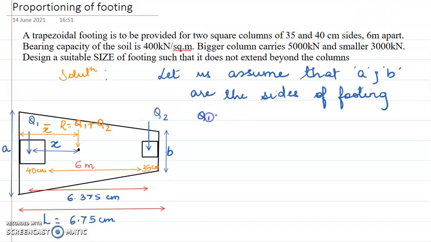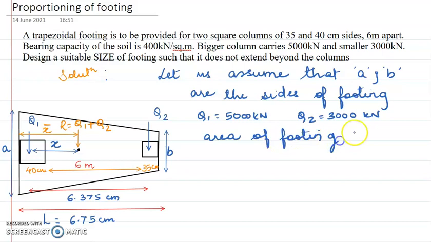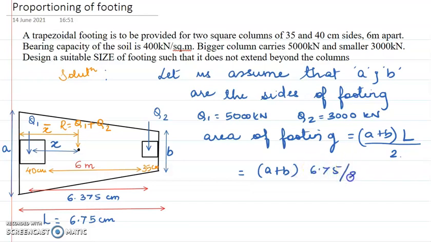Okay, now Q1 is equal to 5000 and Q2 is equal to 3000 kilonewton, right? So area of the footing, that's a trapezoidal footing. What is the formula for the area of the footing? It will be A plus B into the distance between A plus B, the perpendicular distance, that is L, the whole by 2. So that is equal to A plus B, whole thing is 6.75 by 2.